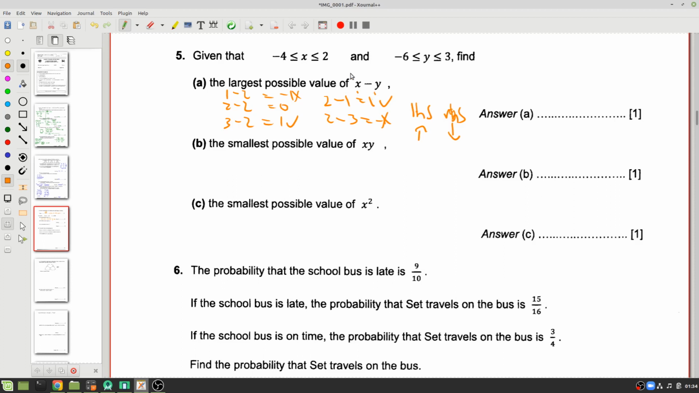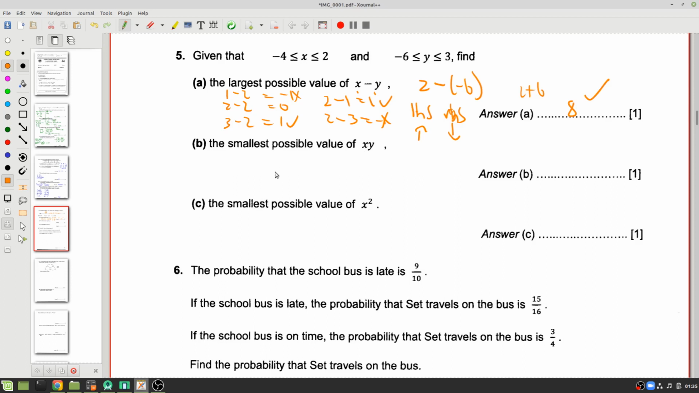So the biggest possible value for x, which is 2, minus the smallest possible value for y, which is -6. So 2 minus -6 becomes 2 plus 6, and that is 8. Alright. Smallest possible value of x times y.